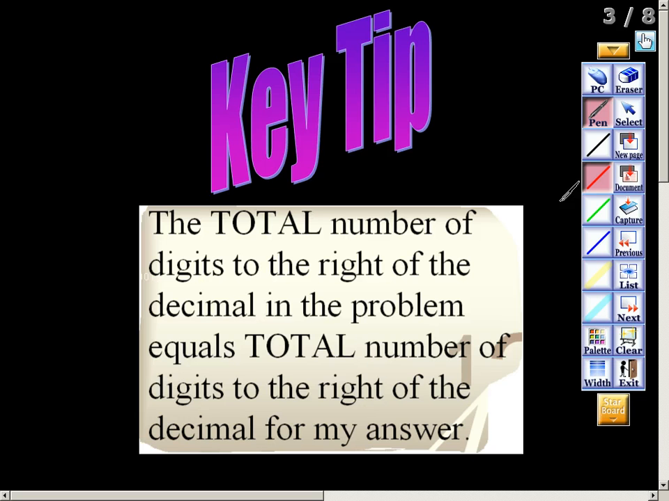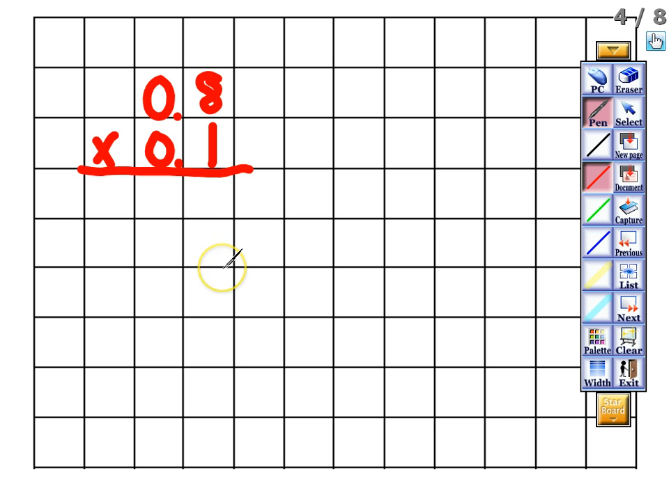Just like we did in the other video with whole numbers times decimals, now it's going to be decimal by decimal, and still the same exact concept. Now we have a problem such as this one, and we're going to do what we did in the previous video of putting the number in parentheses of how many digits are to the right of the decimal. So 1 for the first factor and then 1 for the second factor, giving us a total of 2 digits to the right of the decimal. Okay, so that's going to be our first step.